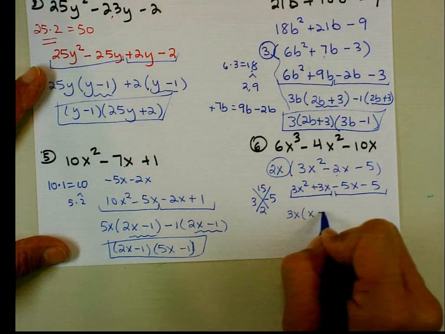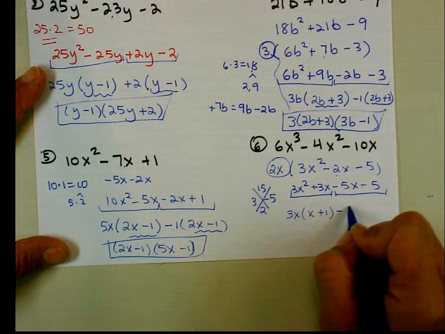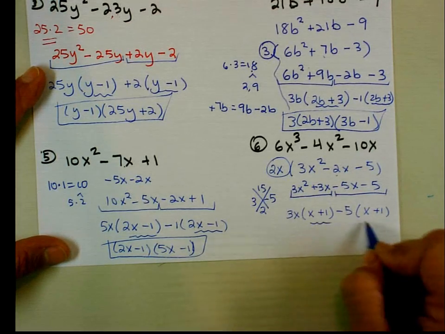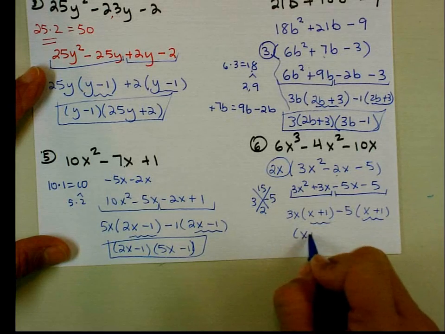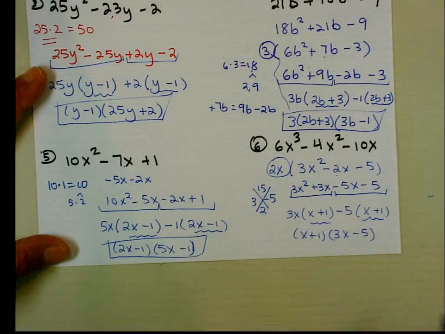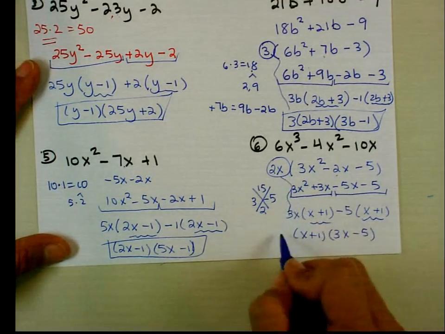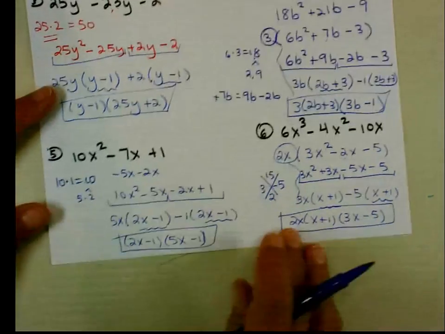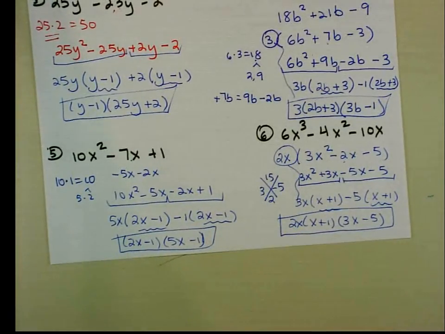3x is the greatest common factor in the first group, minus 5 for the greatest common factor in the second group. 3x minus 5 for the second, and then remember that 2x from the start, and put a big box around the answer. All right, so that's factoring trinomials when your leading coefficient is not 1.